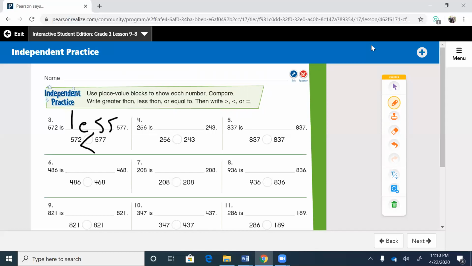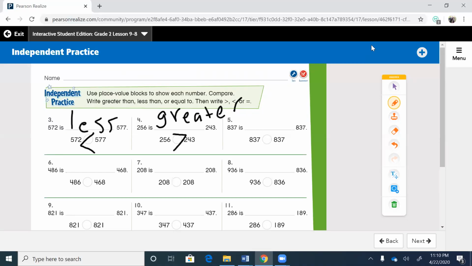256 is blank 243. Let's compare. Start with the hundreds. They're both 2s. Let's go to the tens. There's a 5 and there's a 4. Which one is bigger? 5. So 256 is greater. They put the bigger number first, and then the alligator eats it.